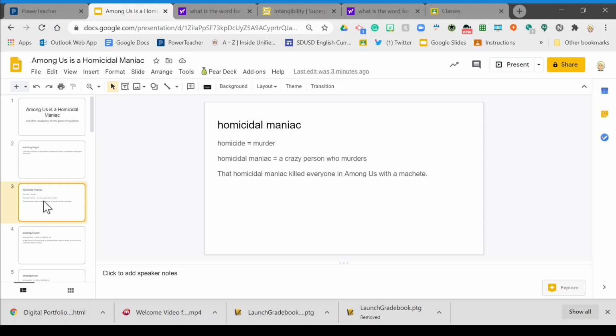Homicidal maniac. Homicide means murder. A homicidal maniac is a crazy person who murders. Example: that homicidal maniac killed everyone in Among Us with a machete.